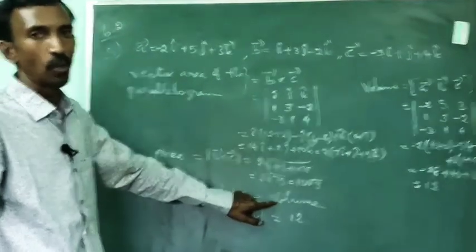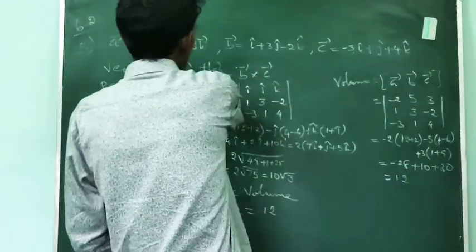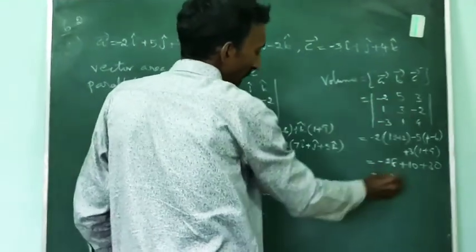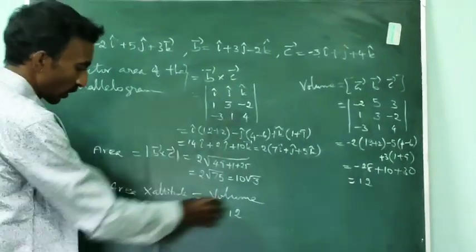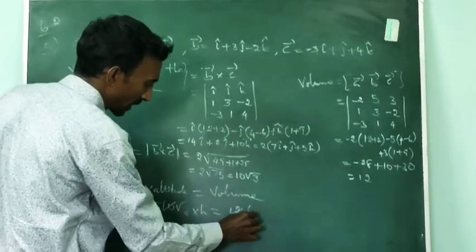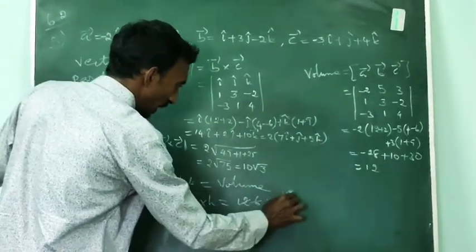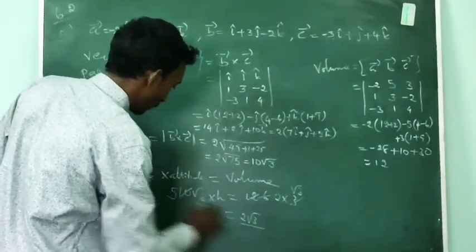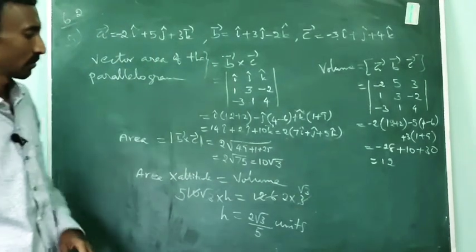We need to find the volume. Again, volume is obtained by the box product ABC. First row A component, second row B, third row C. Expand this determinant. Simply we are getting the value as 12. So 10 into root 3 into h equal to 12. So cancelling 5 times, here 6 times. This 6 can be written as 2 into 3. So root 3, here 3 cancels. Root 3. So h equals 2 root 3 by 5 units. This is the altitude required.